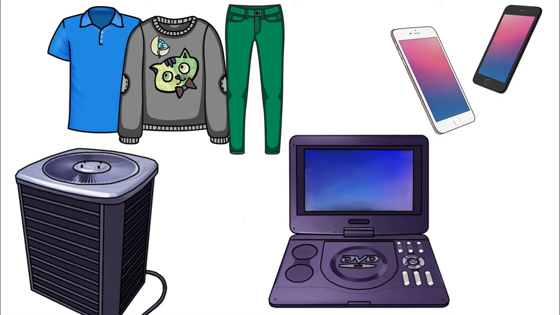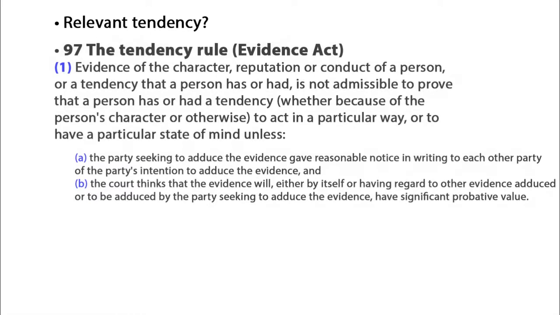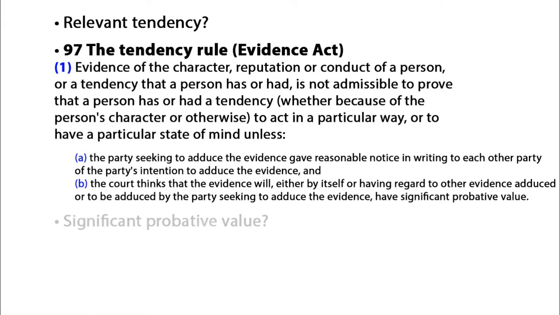So if we wish to lead this as tendency evidence, we can follow a sequential approach. 1. Identify what is the tendency we seek to prove and how is it relevant. 2. Look to section 97 in order to apply the relevant tests. 3. Apply the actual test. Does it have significant probative value? 4. Look to the case law to aid our determination of whether or not it has significant probative value.